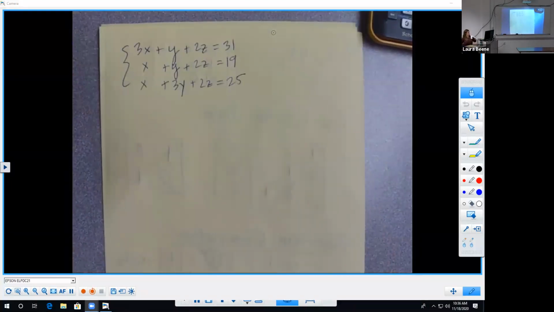Okay, so our system is 3x plus y plus 2z equals 31. x plus y plus 2z equals 19. x plus 3y plus 2z equals 25.